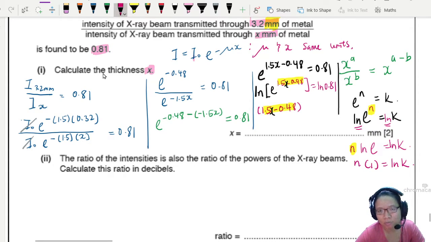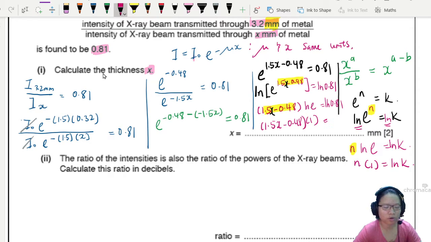Okay, so I ln both sides and this exponent is brought up. What I have now is ln e is equal to ln 0.81. Okay, so this ln e will become 1. And then 1.5x minus 0.48. Ln 0.81, can press calculator. Okay, there's a ln button in your calculator. Make sure you press that. This will be negative 0.21.